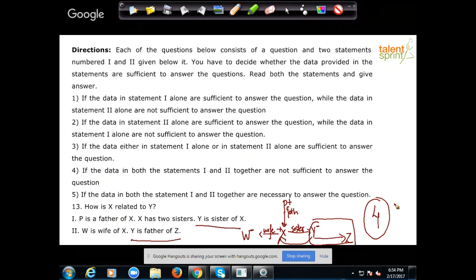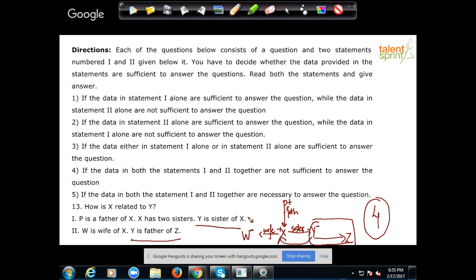Narendra, you have said brother. I would request you to read the statements once again. They tell us X has 2 sisters. One of the sisters is Y. Now, X has 2 sisters. They tell us here. Now, the second sister, we do not know who the sister is.